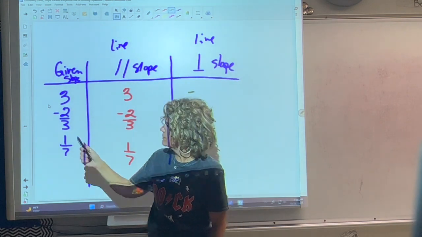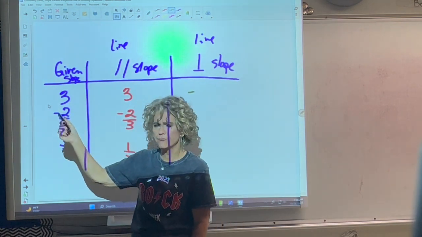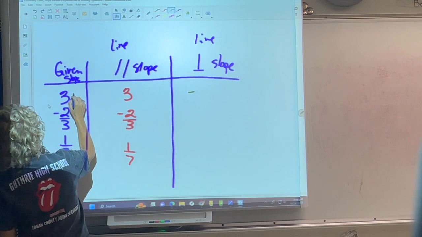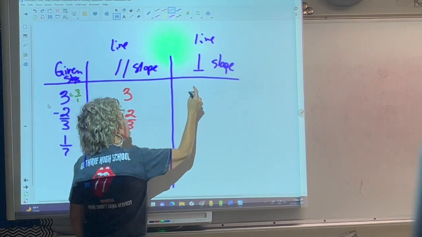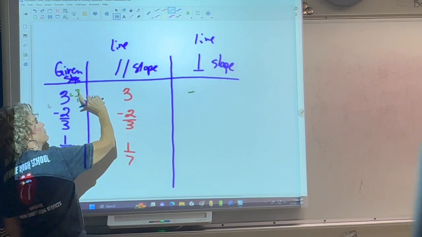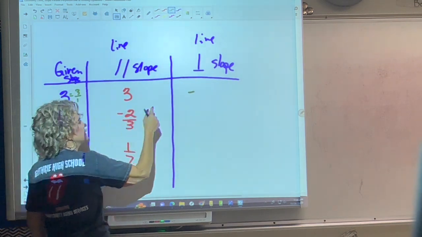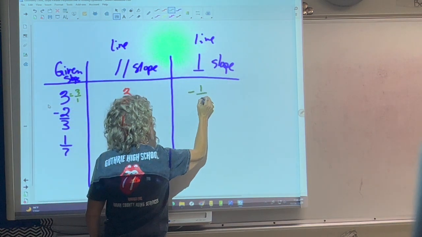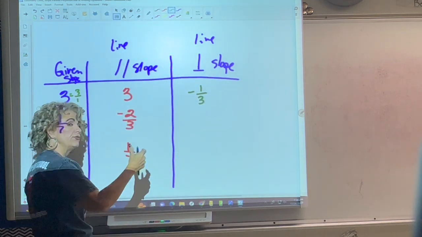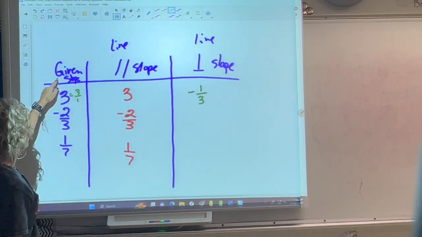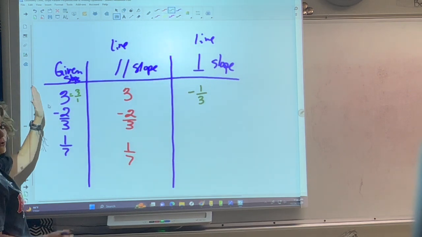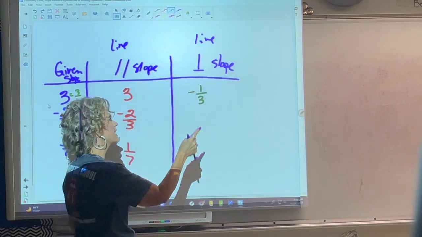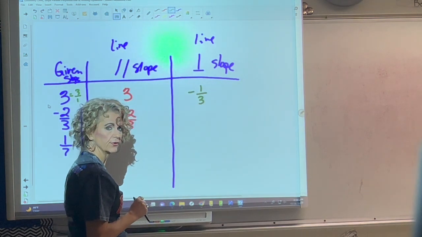And that's a positive 3. A positive 3 is the same thing as 3/1. So a perpendicular slope is the opposite reciprocal. Flip it. A negative 1/3. You flip it. So the given line has a slope of 3, so the line perpendicular to that has to be a negative 1/3.